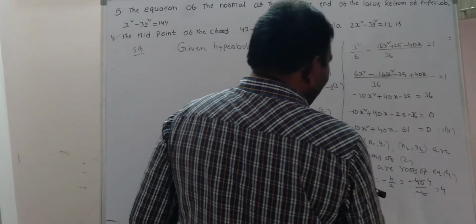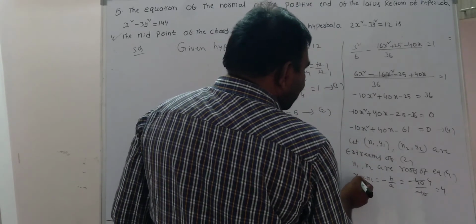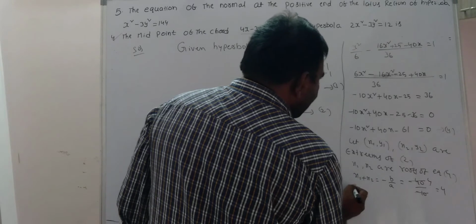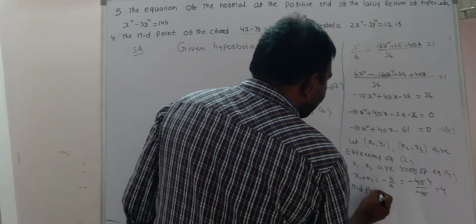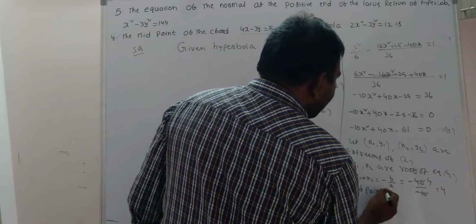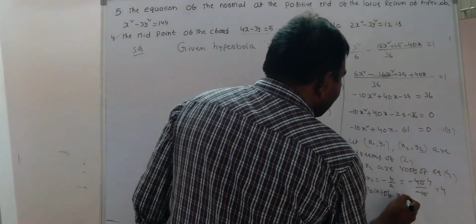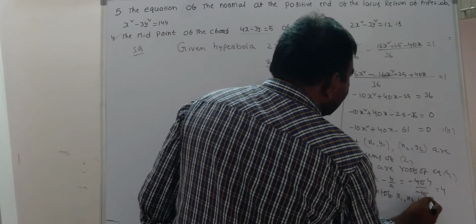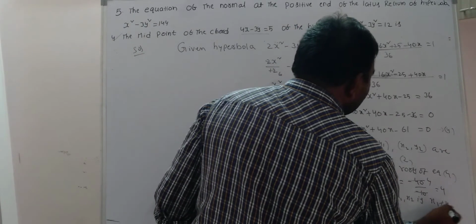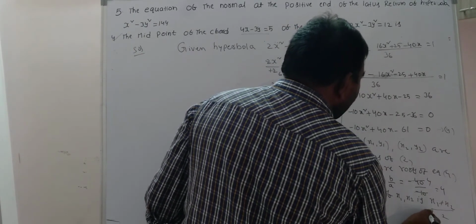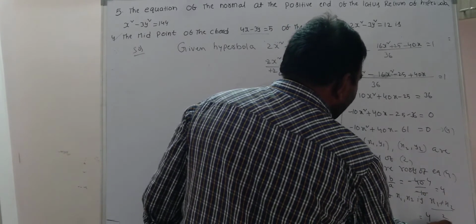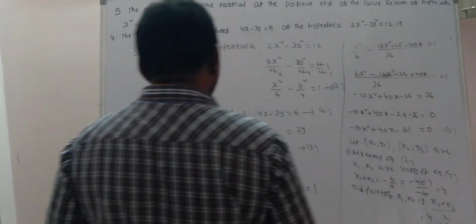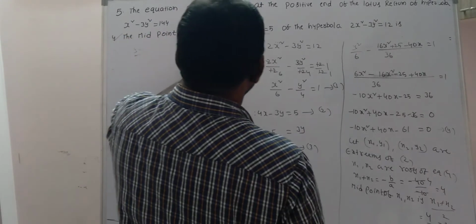But here we find the midpoint. Midpoint means x1 plus x2 by 2. So the midpoint of x1 and x2 is x1 plus x2 by 2. So here x1 plus x2 value is 4 by 2, we get here 2. So we get one point.